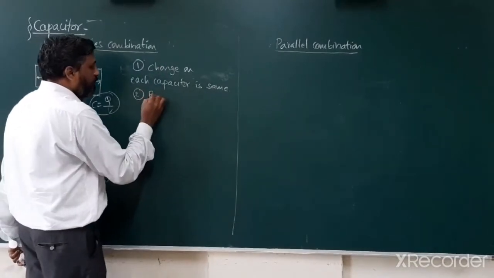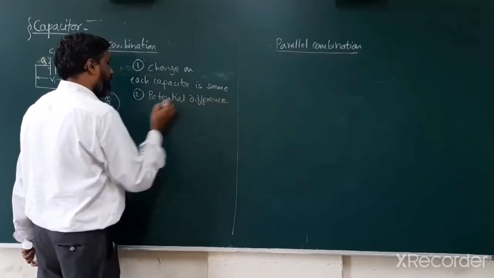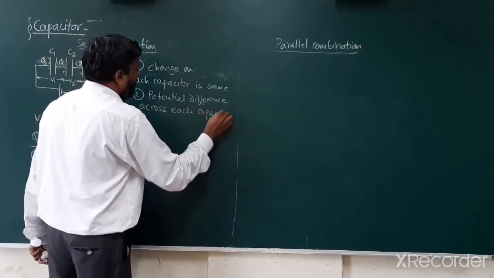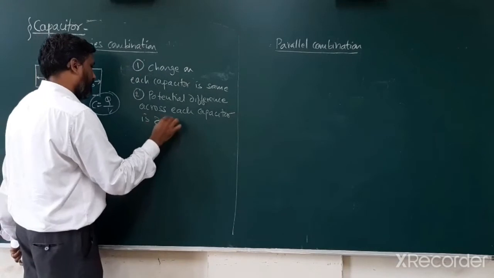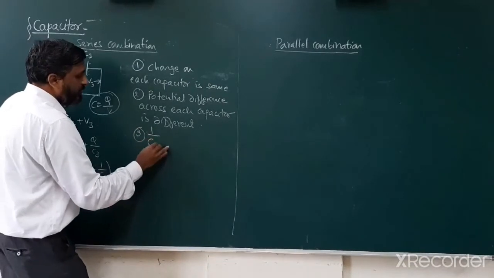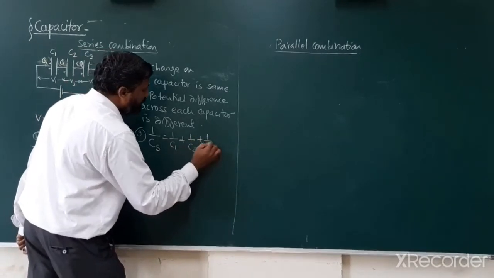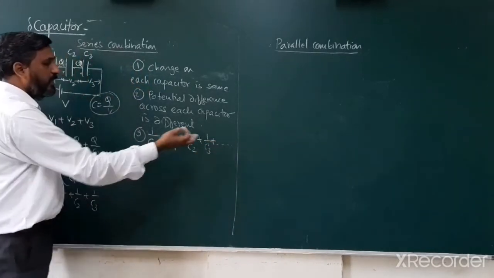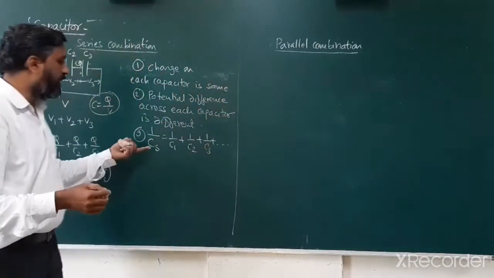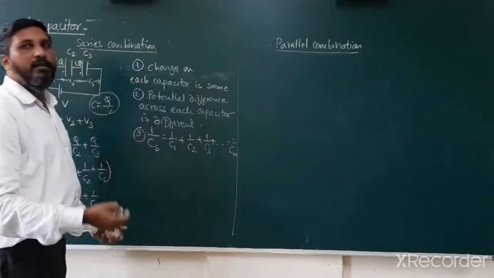And potential difference across each capacitor is different. Then next, 1 by C in series combination: I am writing here 1 by CS equals 1 by C1 plus 1 by C2 plus 1 by C3. If there are 4 capacitors, then it becomes 1 by C1 plus 1 by C2 plus 1 by C3 plus 1 by C4. If there are n capacitors, then the formula continues up to 1 upon Cn in this way.